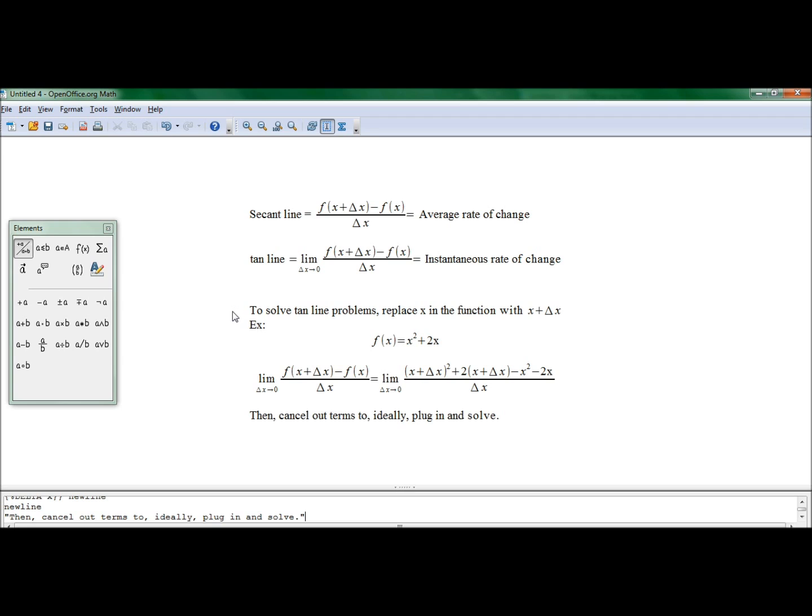So although this wasn't explicitly covered in this video, you should remember that to solve tangent line problems, replace x in the function with x plus delta x. For example, if the function I have is f of x is equal to x squared plus 2x, and I wanted to find the tangent line at a specific point, then I would just replace x with x plus delta x. So this becomes x plus delta x squared plus 2 times x plus delta x minus x squared minus 2x divided by delta x. Then I would just cancel out terms, plug in, and solve.